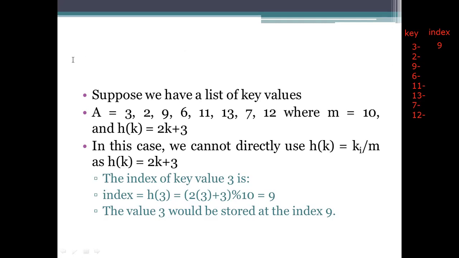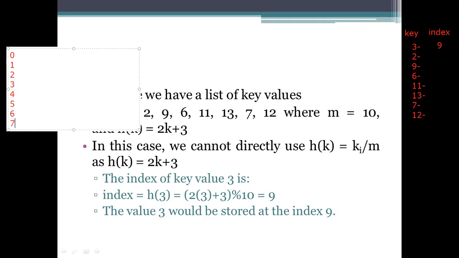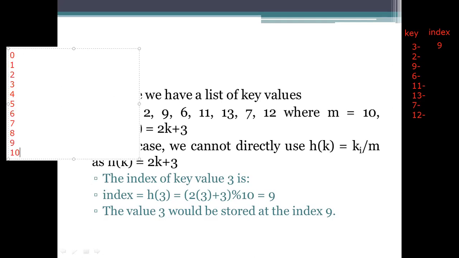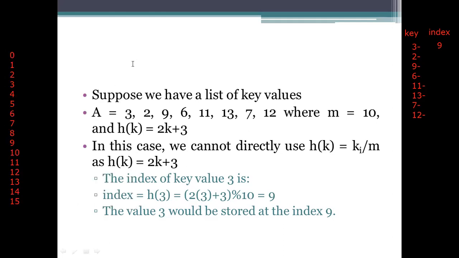So let it be 0, 1, 2, 3, 4, 5, 6, 7, 8, 9, 10. I'm taking up to 15. We don't know how many values we are going to get, because values will be repeated here. So consider an array-like formation here.